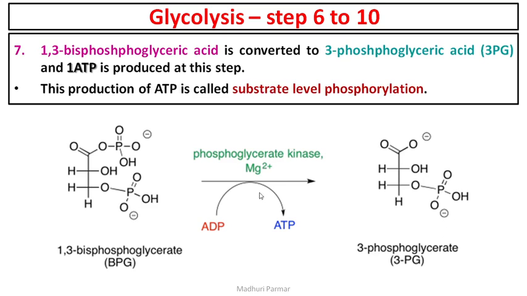This process of generating ATP during such kind of reaction is called substrate level phosphorylation. Substrate level phosphorylation. We have seen photophosphorylation. This is a new type of phosphorylation. It is called substrate level phosphorylation.